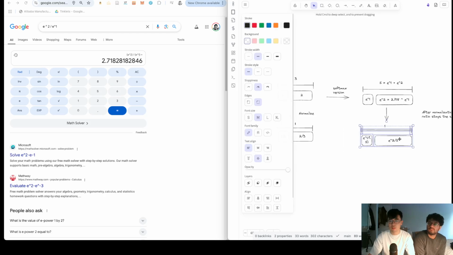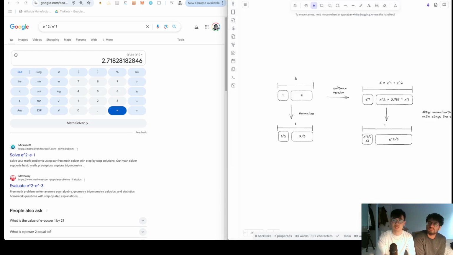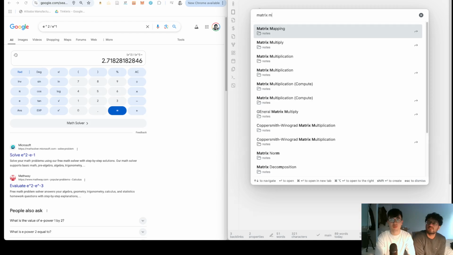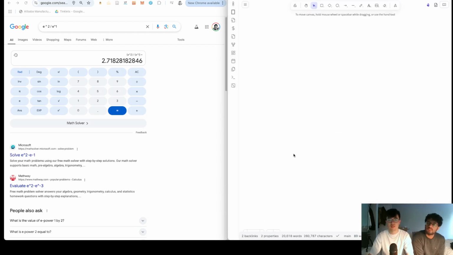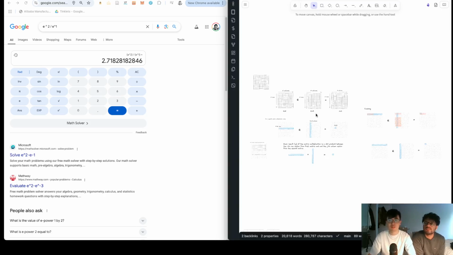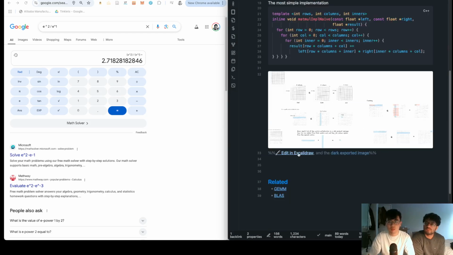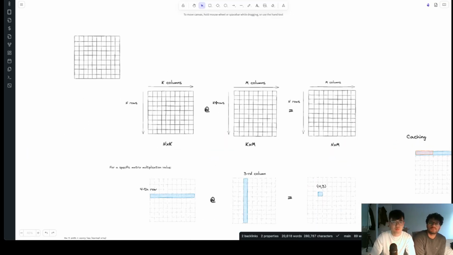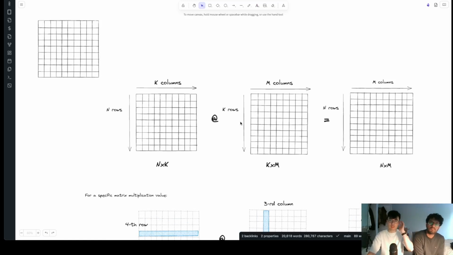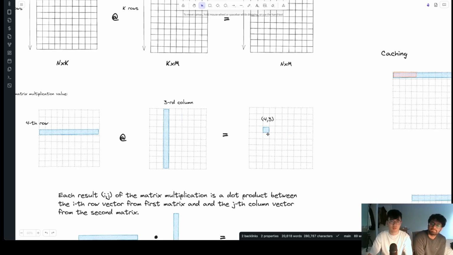You wanna see? I was doing matrix multiplication stuff and some pretty cool drawings. Remember the log? So basically, you have an n by k matrix multiplied by a k by m matrix, which gives an n by m matrix, right? For each matrix multiplication, it's really just a dot product between the row and the column.